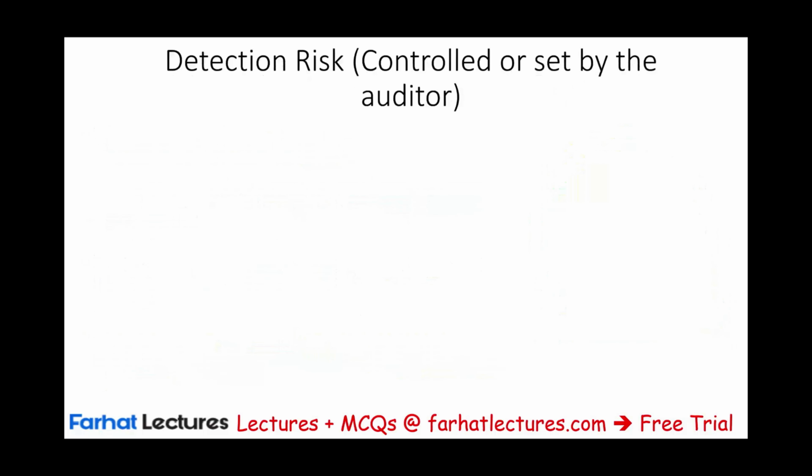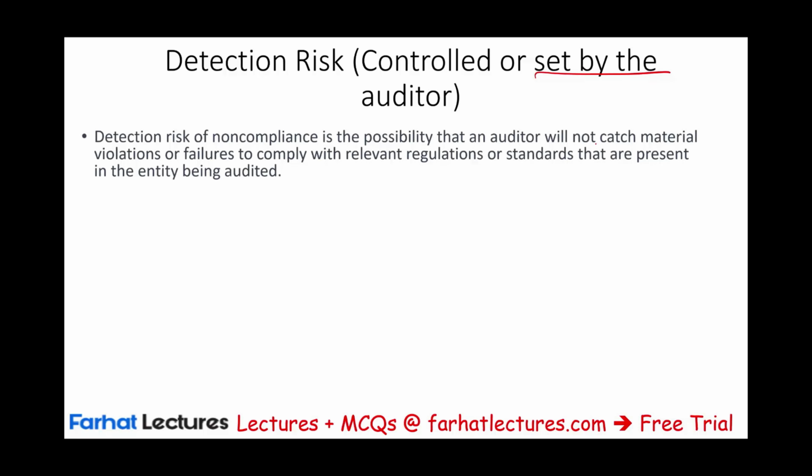Let's talk about detection risk. Detection risk is set by the auditor. What is detection risk? Detection risk is the possibility that the auditor will not catch a material violation or a failure to comply with relevant regulation or standard that are present in the entity being audited. So the risk that you are taking that you will not catch it.